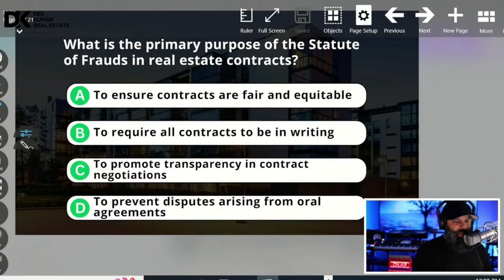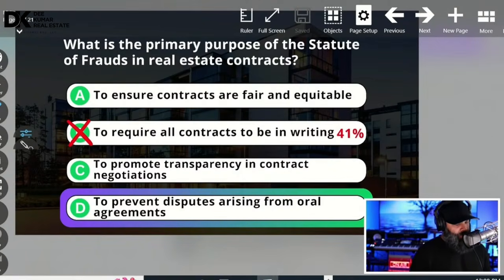The next question, what is the primary purpose of the statute of frauds in real estate contracts? Letter A, to ensure contracts are fair and equitable. Letter B, to require all contracts to be in writing. Letter C, to promote transparency in contract negotiations. Letter D, to prevent disputes arising from oral agreements. So again, what is the primary purpose of the statute of frauds? And the answer is letter D, to prevent disputes arising from oral agreements.